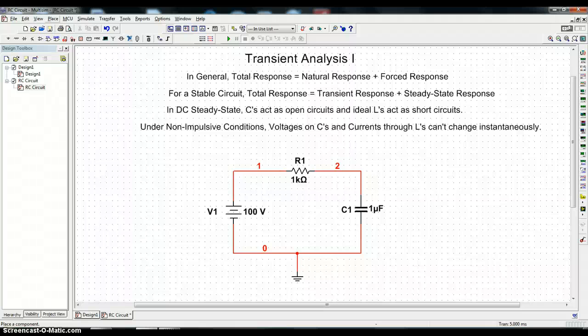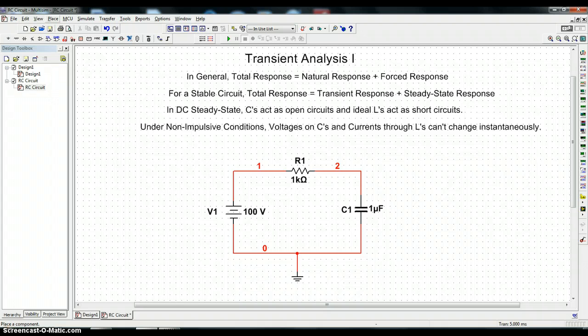This is the first of several tutorials dealing with transient analysis. A review of circuit theory follows. In general, when a circuit is excited by some external waveform, the total response is the natural response plus the forced response. The natural response is a function of the internal natural frequencies of the circuit. The forced response is a function of the external excitation and exhibits its form.